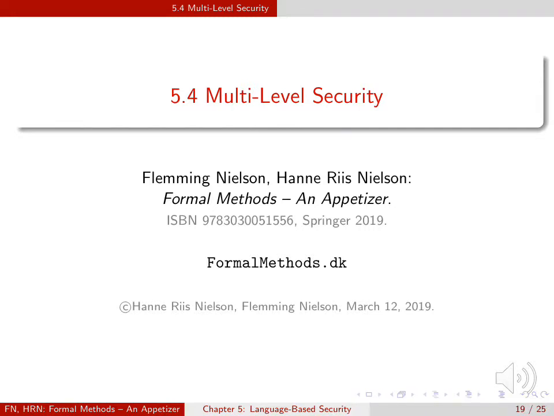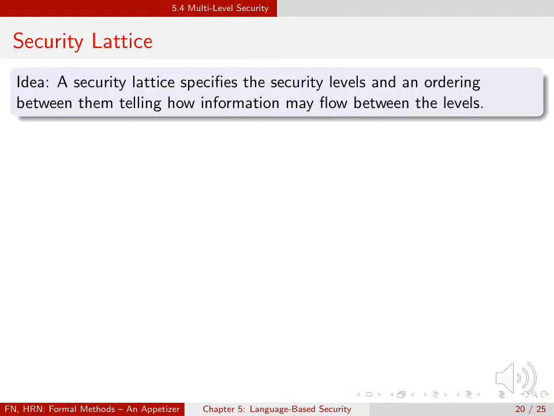In this section, we will consider how to specify which flows we consider to be admissible. A traditional approach is to have a so-called security lattice, where the ordering indicates how information is allowed to flow. We shall take the point of view that information may always flow from lower to higher.